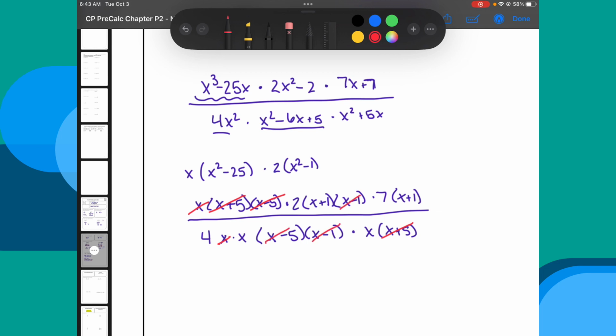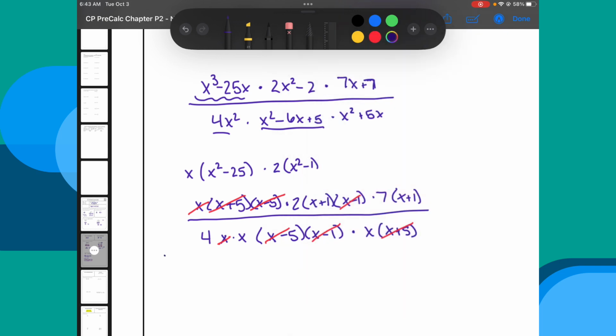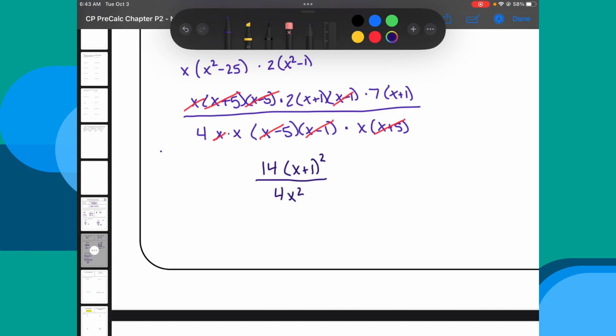And that looks like that's everything. So in the numerator, we have a 2 and a 7, so that becomes 14. x plus 1 squared over, and then the denominator is 4 over x squared. After I brought these together, I realized that 14 over 4 can simplify to 7 over 2. So I can reduce a little bit further.